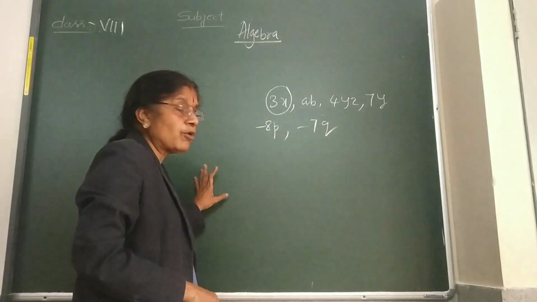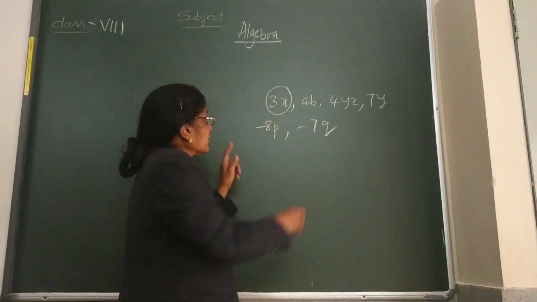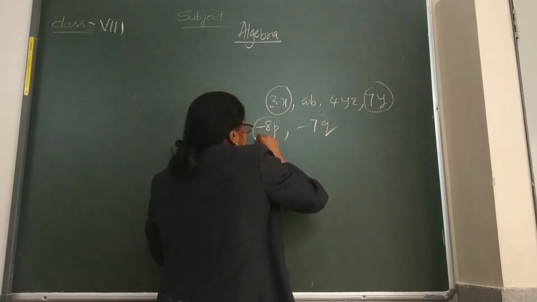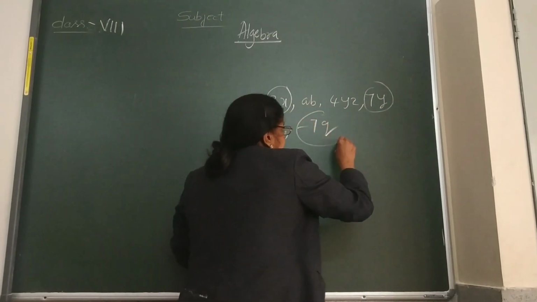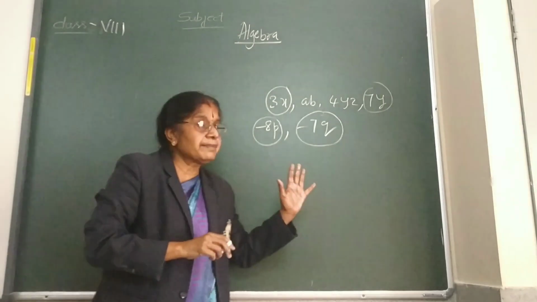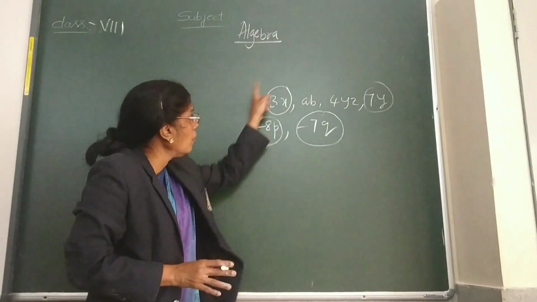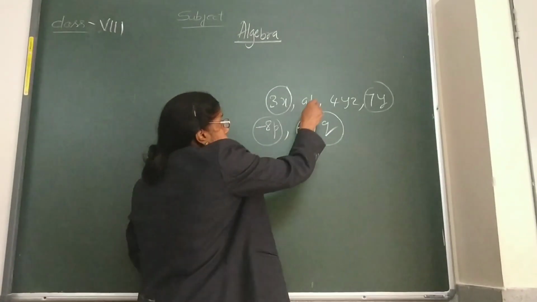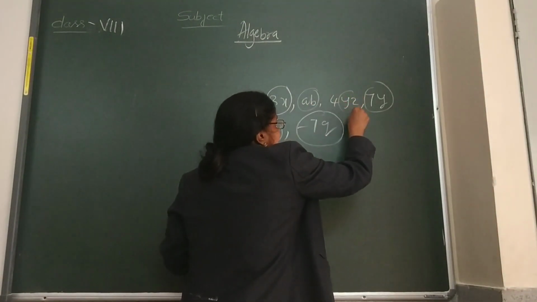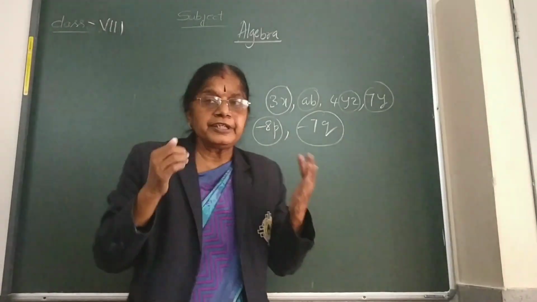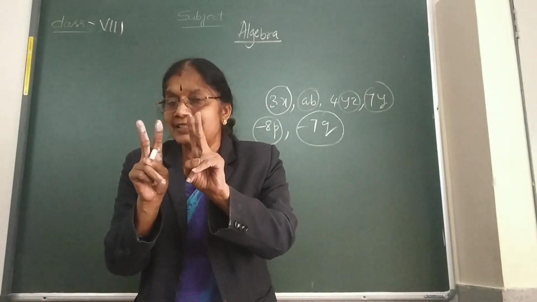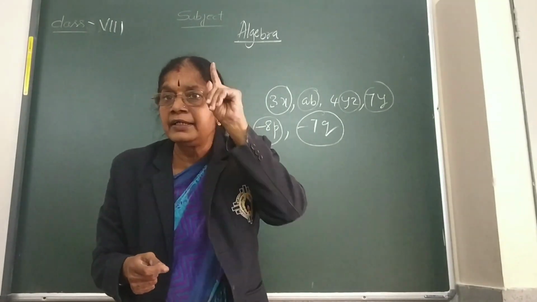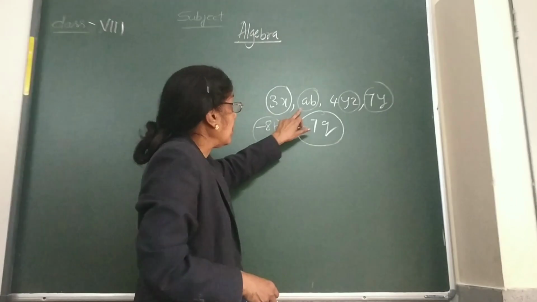Do you know what is meant by monomial? One variable. So 7x, 3x is a monomial. 7y is a monomial. Minus 8b is a monomial. Minus 7q is a monomial. Constant may be positive or negative. All these are called monomials. And AB and YZ are also monomials. Whenever you take the product of any two variables or three variables together, it is also called one term only. So they are also called monomials.